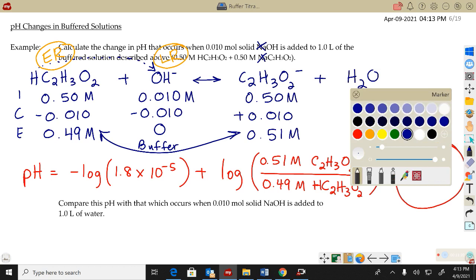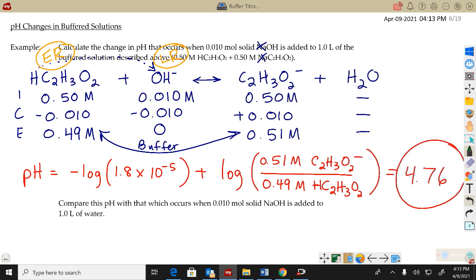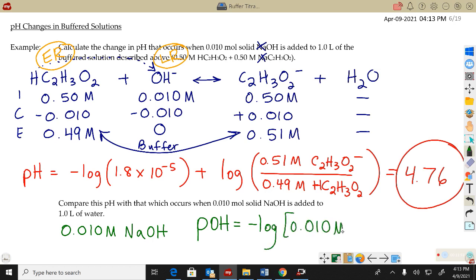But compare this to what would happen if you threw that 0.01 moles of sodium hydroxide in a liter of water, which would have just given you a 0.01 molar sodium hydroxide solution. Well, it would be a strong base, so right away we could just say pOH is the opposite log of 0.01 molar hydroxide. It's going to dissociate 100%. And I'm going to get a pOH of 2, which if I subtract from 14, I would get a pH of 12.